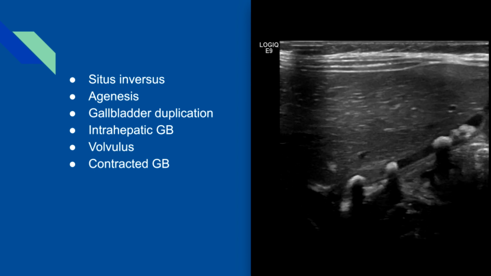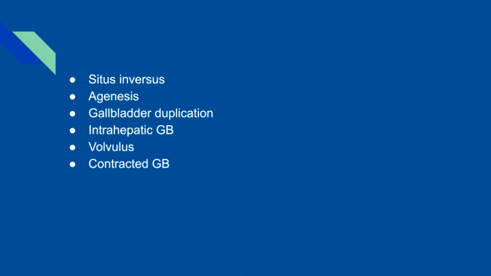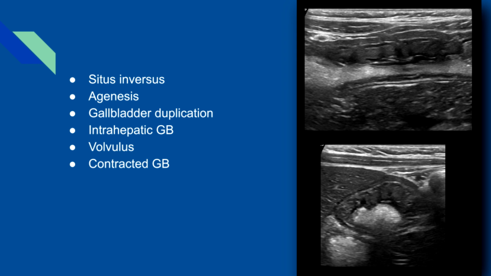You still can see stones in a contracted gallbladder, but sometimes you can miss some stones that might be in the neck. Another common pitfall is the close proximity of the duodenum to the gallbladder can give the appearance of a stone if the duodenum is filled with shadow-causing food. So keep that in mind.